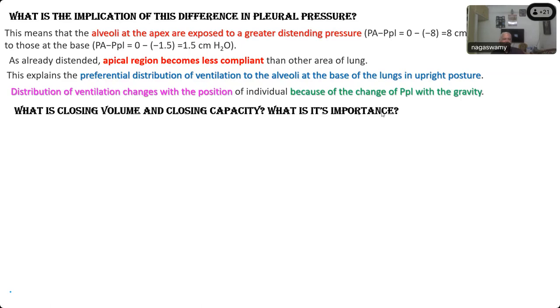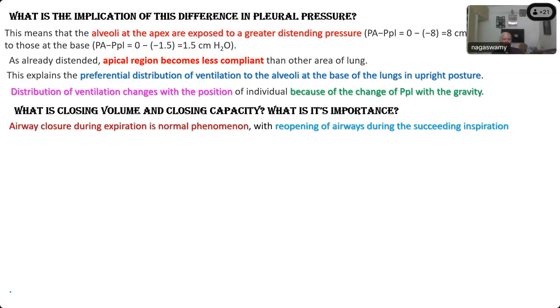Already the answer is there. So what is closing volume, closing capacity, and what is its importance? This is one of the short term questions in the theory paper. The volume at which the smaller airways tend to remain closed. Tends to begin to close. Very good. So that is the definition.